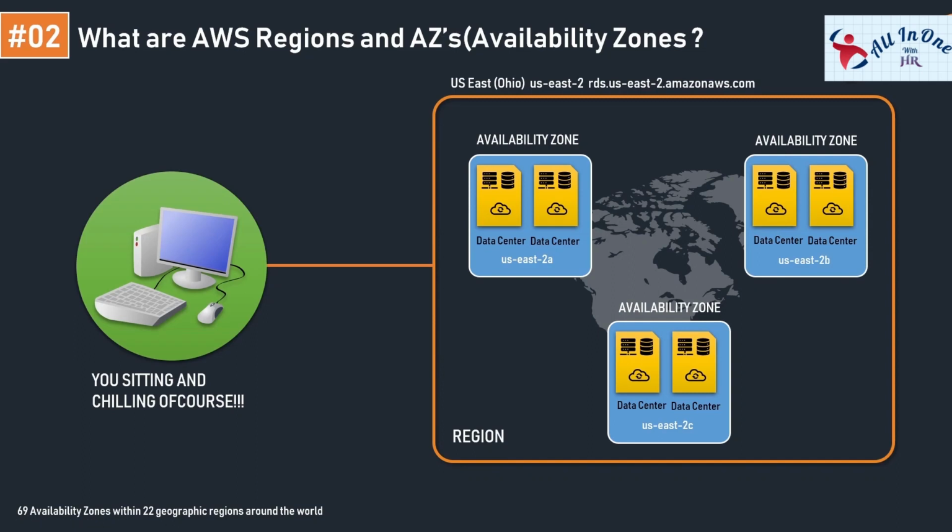In order to achieve data replication or resource replication, they are connected with low latency fiber connections so that our data can be replicated across availability zones. And this is one of the beautiful features of availability zones and AWS regions, because if one of the data centers or one of the availability zones fails, you have other two from which you can access the resources.